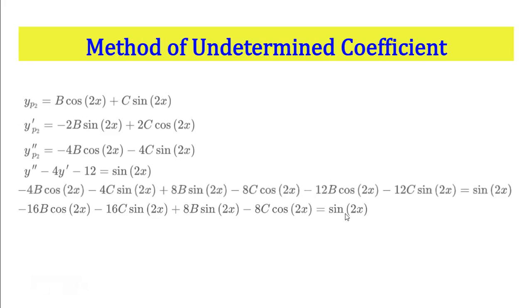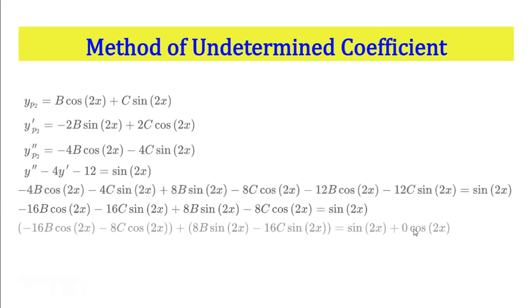We can see that in order for us to equate our coefficients, we only have sin on the right hand side. So all cos coefficients will be equal to 0. Only the sin coefficient will be equal to 1. So on our right hand side we have 0 cos of 2x, we don't have any cos value, and sin of 2x has 1 as its coefficient.